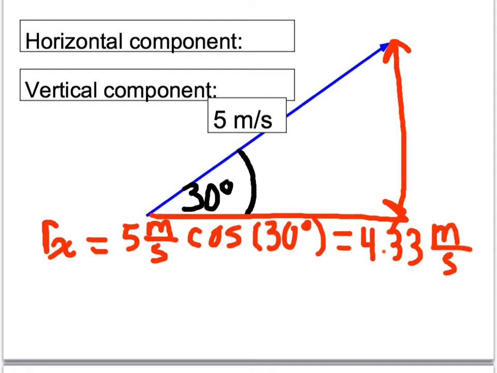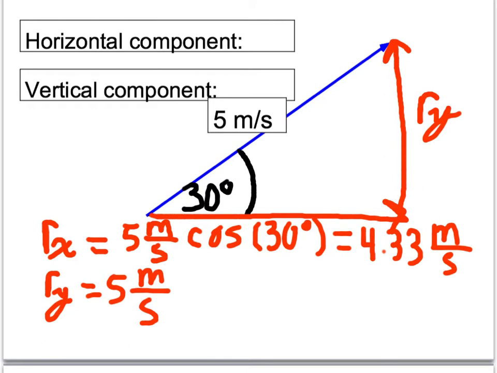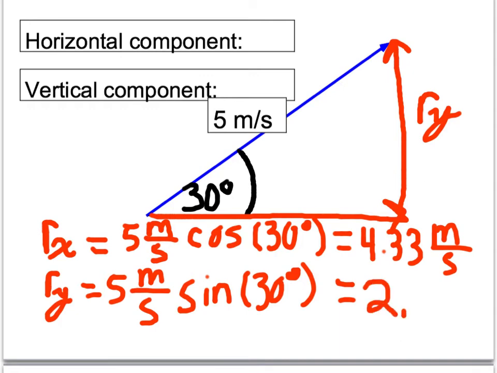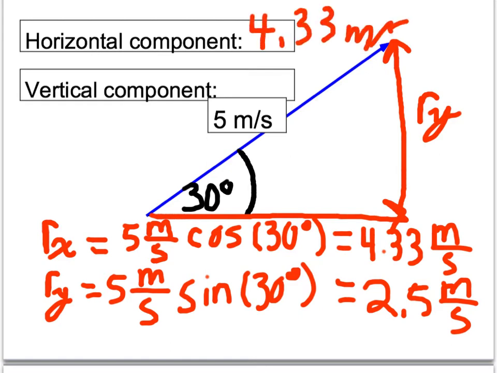And then to do the y, or vertical, component, Ry, is 5 meters per second times the sine of 30 degrees. If I do 5 sine 30 degrees, I get 2.5, and it keeps the units meters per second. Okay. So our horizontal component, to answer the question that's written up at the top, is 4.33 meters per second, and the vertical component is 2.5 meters per second.